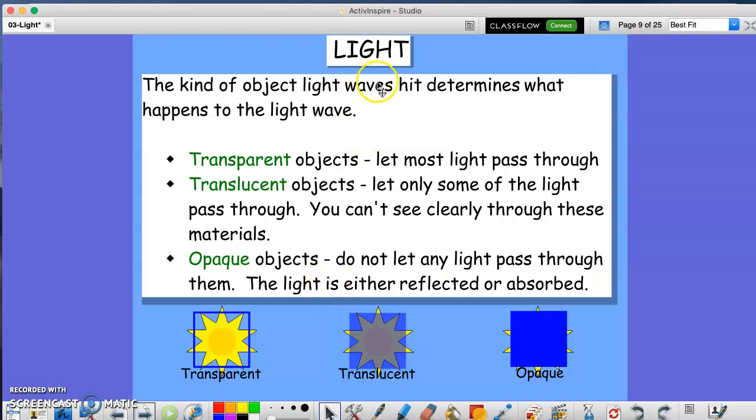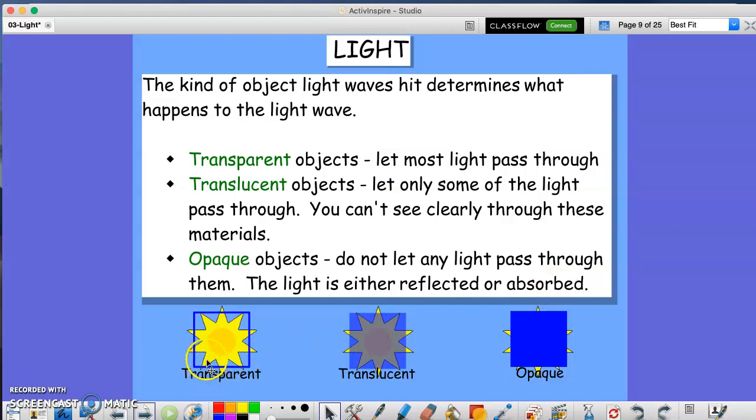Lesson 3 on light. The kind of object light waves hit determines what happens to the light wave. Transparent objects let most light pass through. Translucent objects let only some of the light pass through. You can't see clearly through these materials. Opaque objects do not let any light pass through them. The light is either reflected or absorbed.